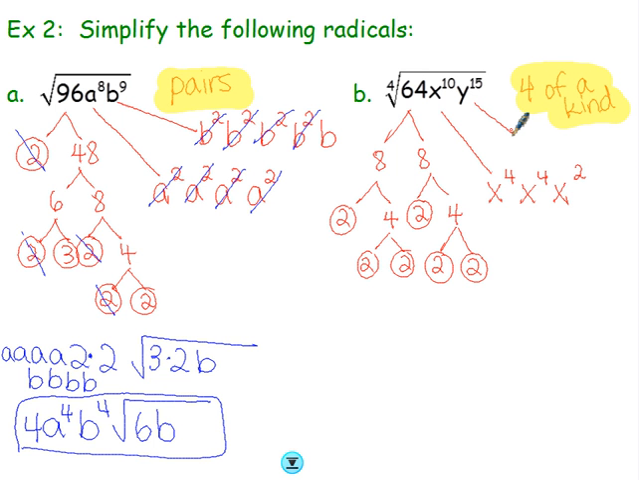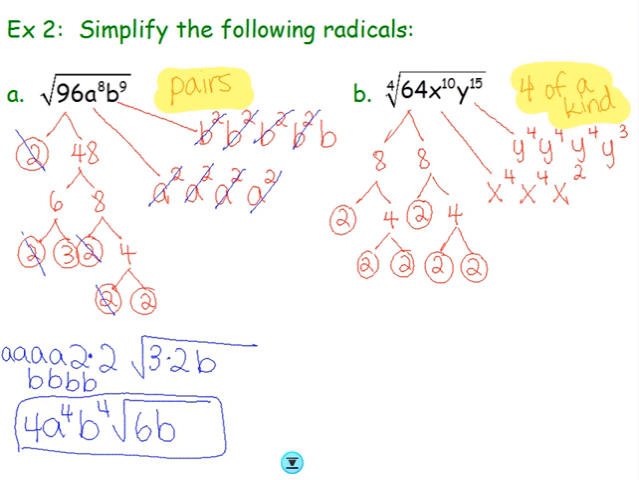Let's look at the y's. We have 15 of them. We can make a group of 4, which brings us down to 11. Group of 4 brings us down to 7. Group of 4 brings us down to 3. We cannot make any more groups, so we have 3 left over.